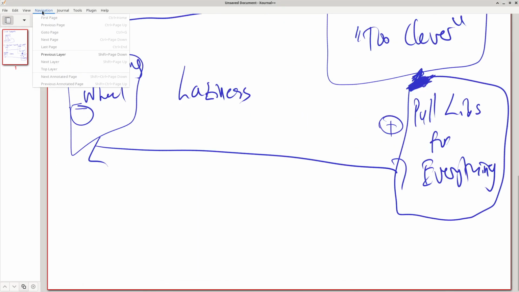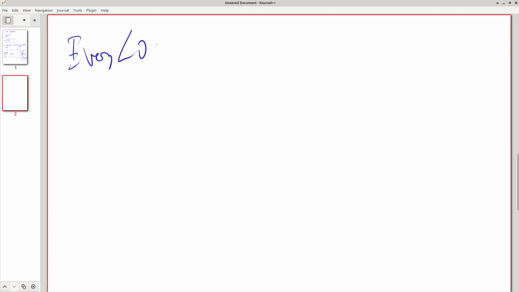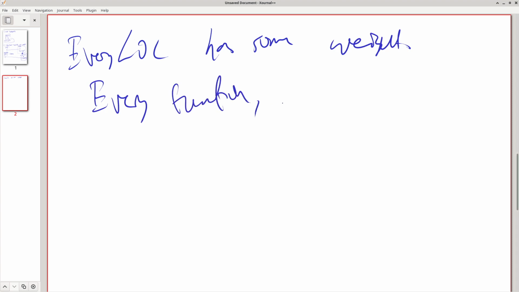And just to go back to this concept of weight, I'm making a page. Everything has weight. Every line of code has some weight. Every function, every block. Now, you might not believe this because, well, you can just delete a function that you don't need, or you can delete a variable. It's not exactly the end of the world, but it all adds up.